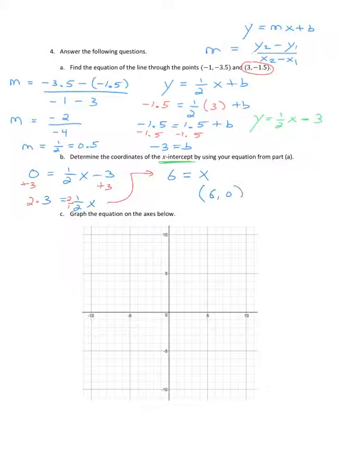To graph this line, I think this time I'm just going to use the slope and the y-intercept. So the y-intercept was at negative 3, and the slope is 1/2, and that means I go over 2, up 1. What do you know? I actually end up at 6, 0. That was the x-intercept right there. I think I have enough points to really sketch my line, so I'm just drawing the line that goes between these points. And that's my answer.